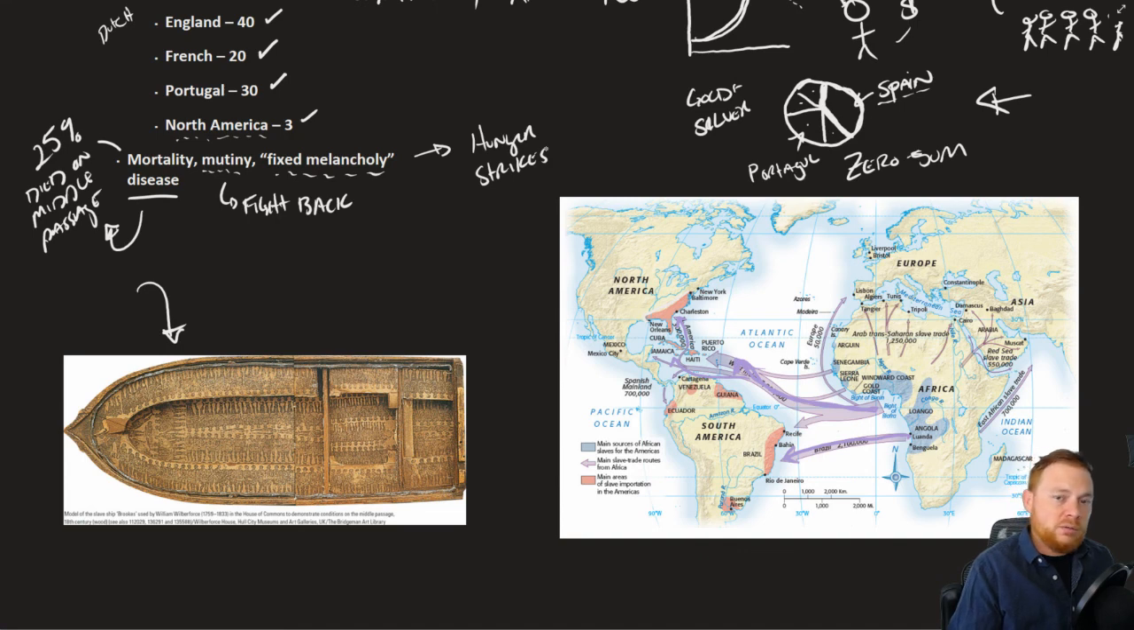And then when they came to some of those plantations, which we talked about last section, continued resistance took various forms as well.